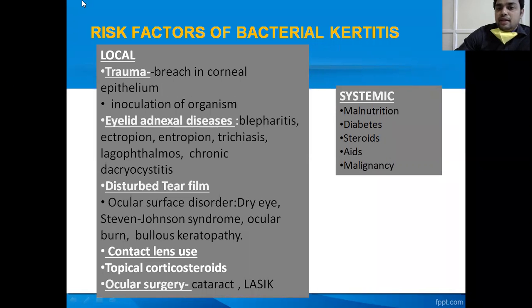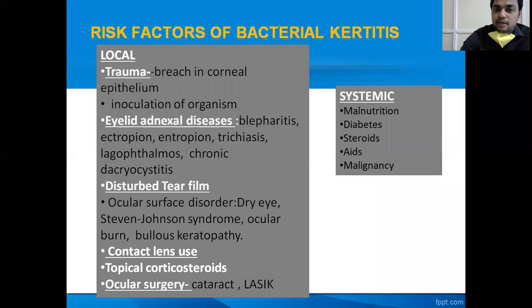So coming to risk factors of bacterial keratitis, first there should be some trauma. With the trauma, there is a breach, a defect in the epithelium. Because of this breach in the epithelium, it helps in adherence or inoculation of the organism. If there is no damage to the epithelium, the infective pathogen will not enter into the corneal layers. So trauma is one of the risk factors.